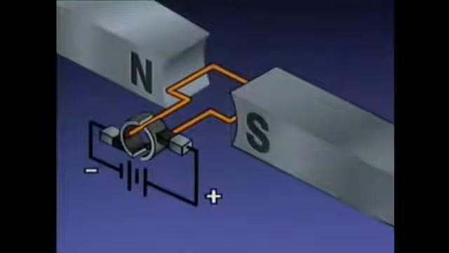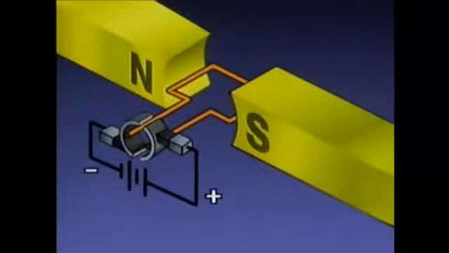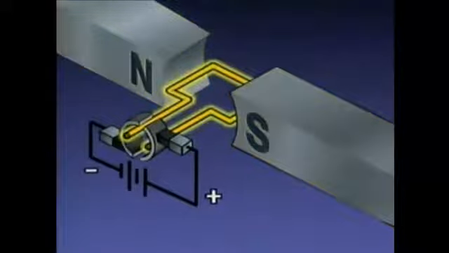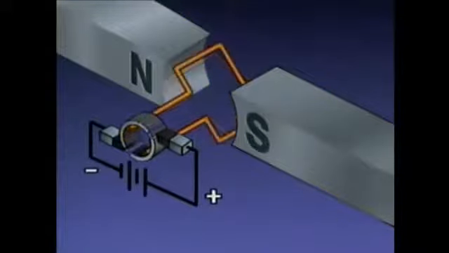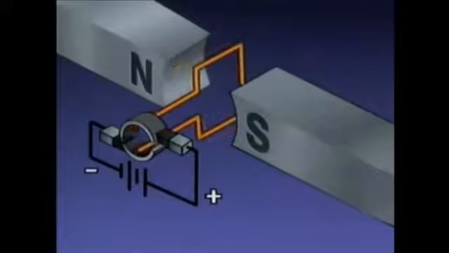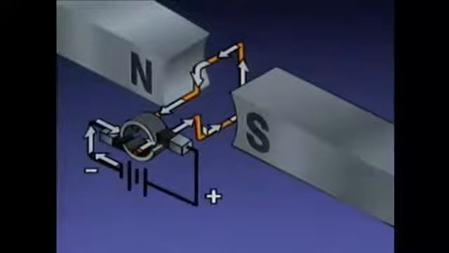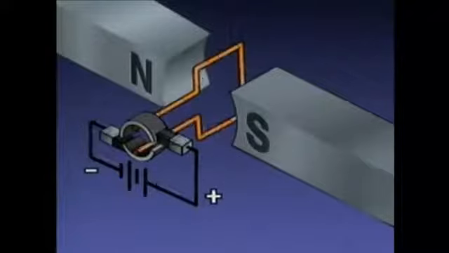So when current is supplied to the armature, motor action is produced. The interaction between the stator's magnetic field and the armature's magnetic field causes the armature to rotate. Even though the armature has turned, the current still flows from the negative side of the power source through the armature to the positive side of the power source.